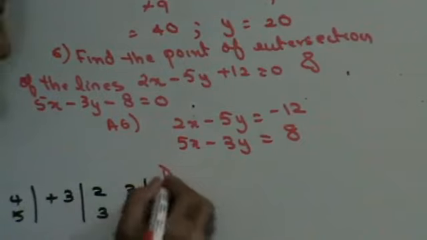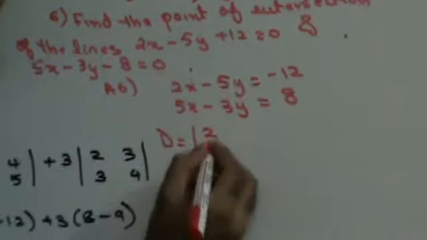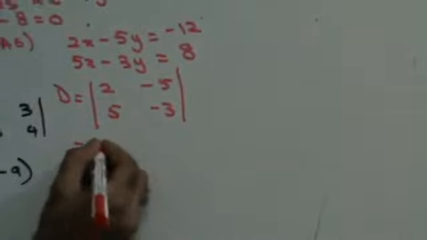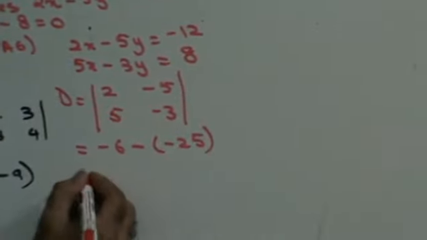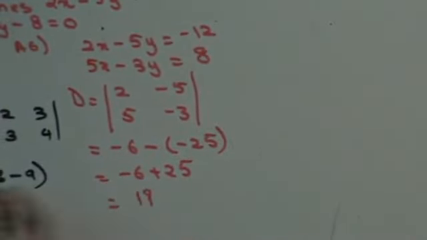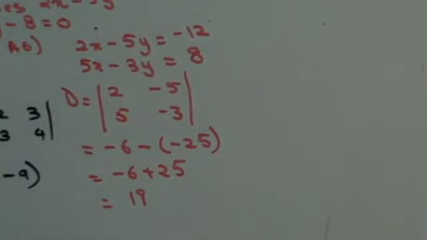I can find out D first. How do I find out D? What you do is write the x coefficients one below the other, y coefficients one below the other. Product of principal diagonal minus the other diagonal. So minus 6 plus 25, that's 19.